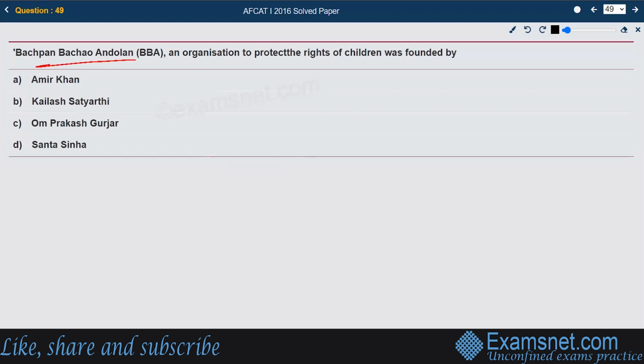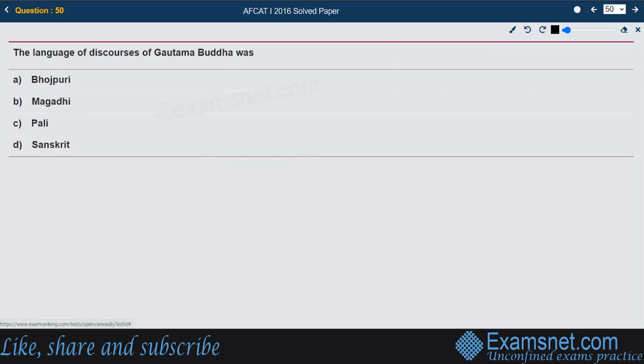49. Bachpan Bachao Andolan, an organization to protect the rights of children, was founded by, and the right answer is Kailash Satyarthi. He was the founder of the Bachpan Bachao Andolan, and the motive of the organization was to protect the rights of small children. So that is the right answer, Kailash Satyarthi.